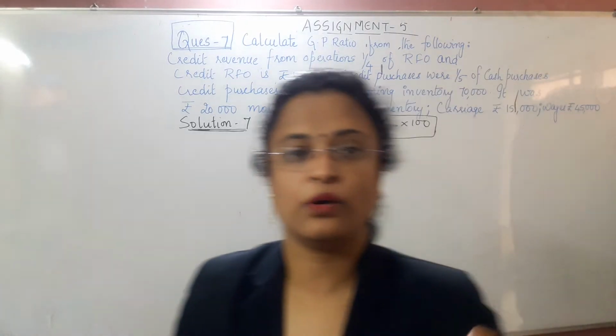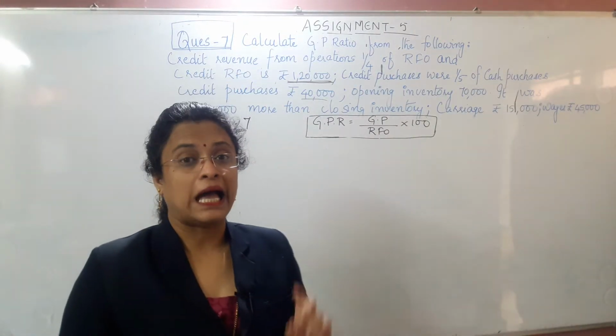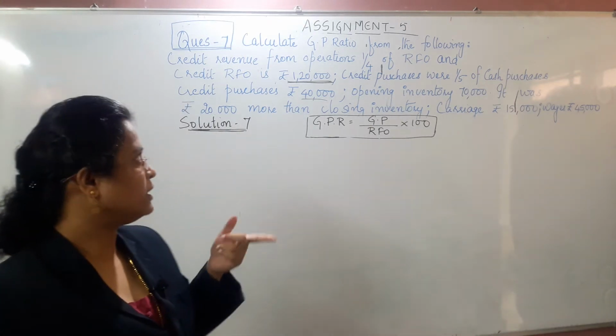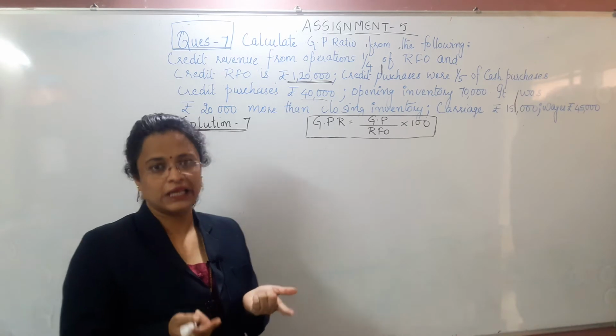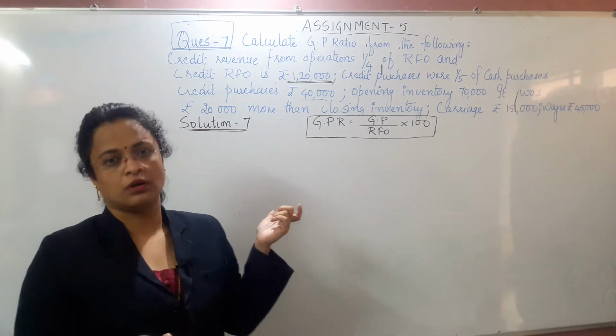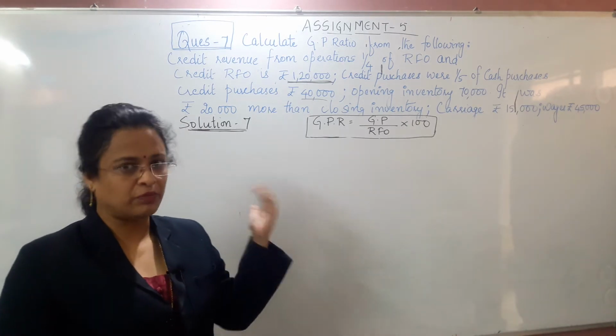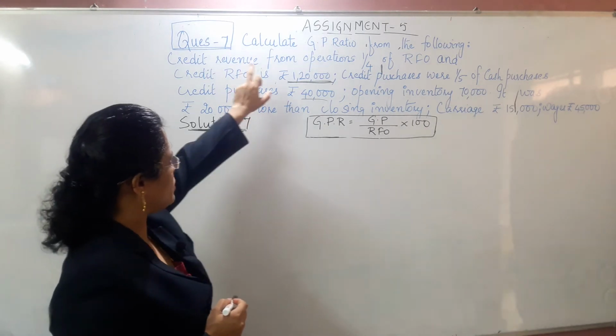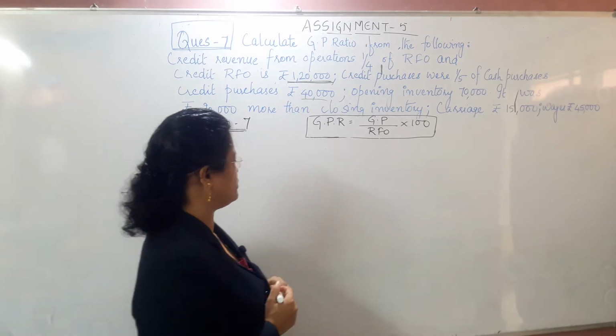So my dear students, here we are with assignment number 5, and this assignment relates to profitability ratios. You already have assignment number 5, and moreover the link is also given in the description box. From that you can also view this assignment. In this particular one, you have been asked to calculate the gross profit ratio.